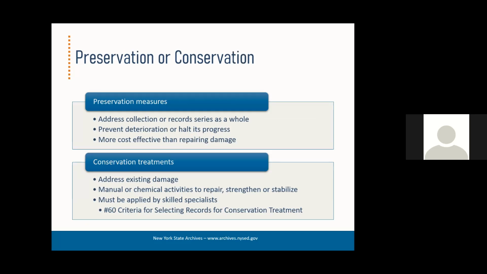All right, one thing you have to do is look at your records to see which need preservation, and those are the simple things you can do to keep them in good shape, and which need conservation. That usually means having a professional who can come in and deal with fixing damaged records. So preservation measures include things like addressing the collection of records as a whole. So you're not dealing with just a single thing, you're dealing with everything. These are preventative measures.